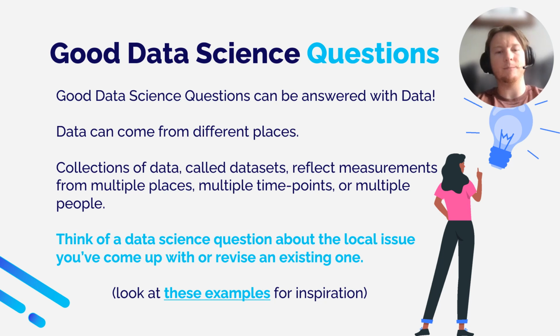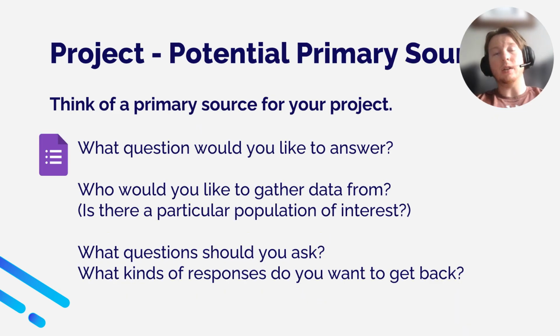So we do want students here to think about a data science question about the local issue they've been looking at, or revise an existing one that already has been written. So in the last class, students looked at secondary sources for their local area project of interest. This may have been an article on the internet. It may have been a data set on Kaggle or RapidAPI or somewhere else. Today, we're going to think about a primary source for their project.